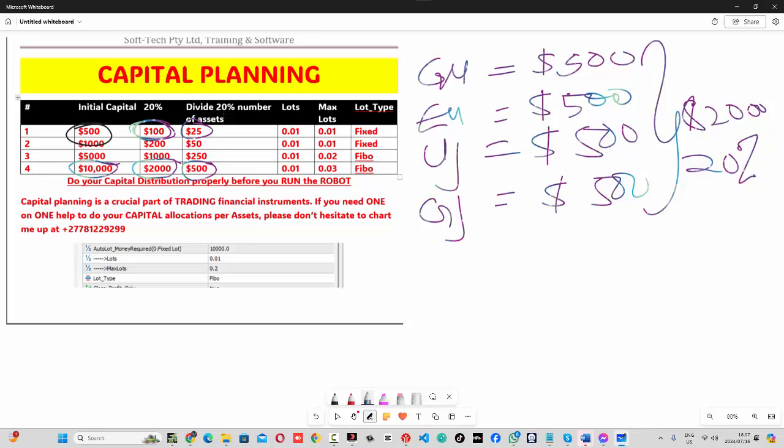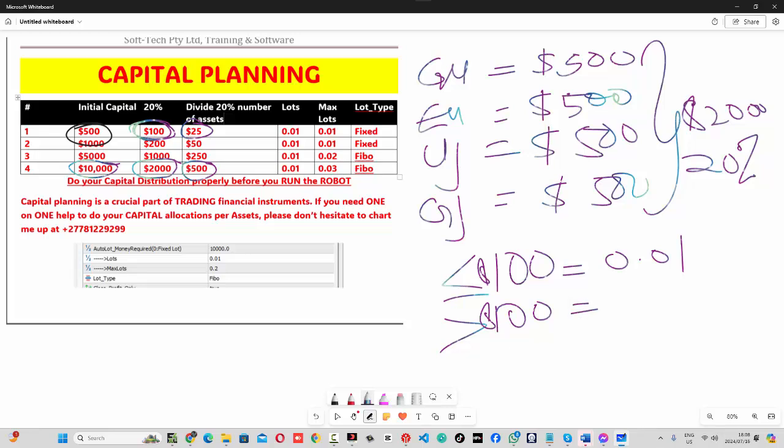Okay? Now, if you look at this, and we said if capital allocated per asset is less than or equal to $100, we are going to use 0.01. But if you look at this, capital is greater than $100. So in this scenario, we're supposed to see how many $100 are in 500, which is 5 of it. So we're supposed to say this will be 0.01, I mean 0.05. Let me make it clear.